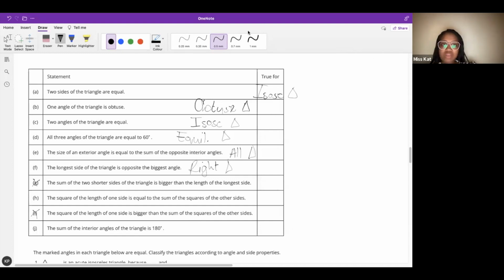Let's see if Komoto can help. All triangles is all of them, ma'am. Yes, it's all of them. All triangles. Okay. We still haven't done the sum of the squares, guys.